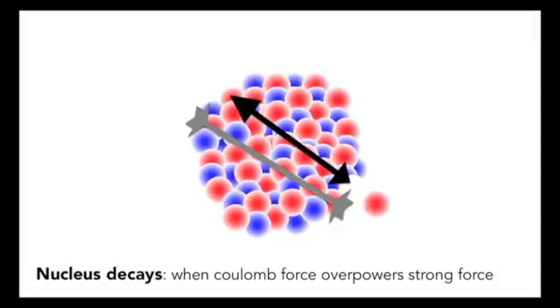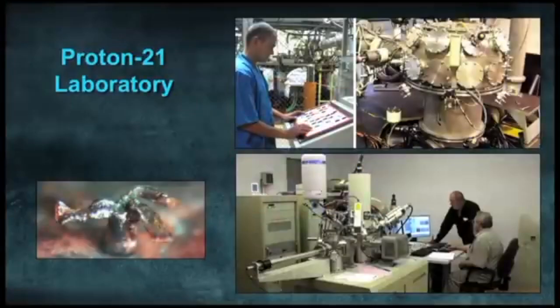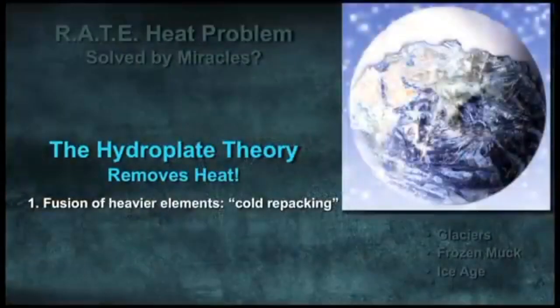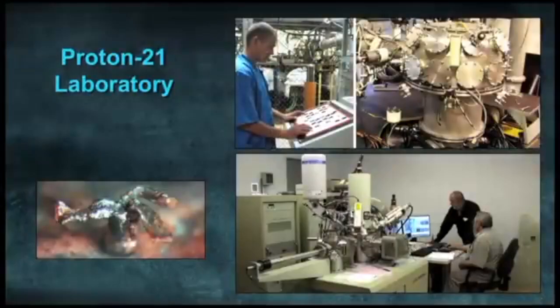So in lightning and in this Proton 21 laboratory, they focus this electrical current on pieces of iron or whatever they use, and as long as it's relatively pure, they produce all these heavy elements. And they call it cold repacking because it takes energy to make those heavy elements. So in a nuclear power plant with fission, we are generating a lot of heat. If you're using fusion and you're building heavier elements by smashing atoms together, you are absorbing heat.